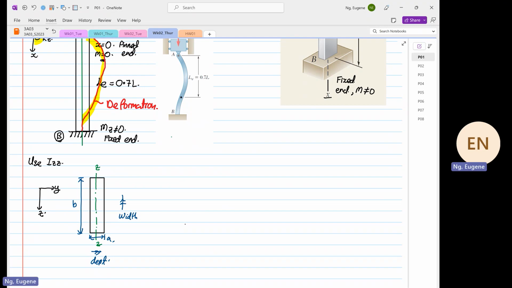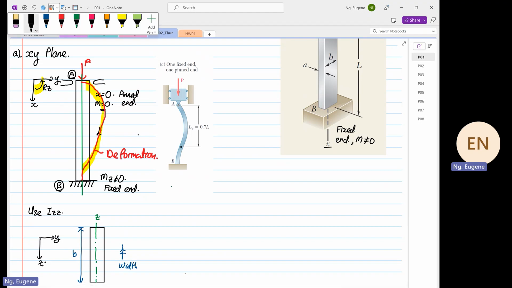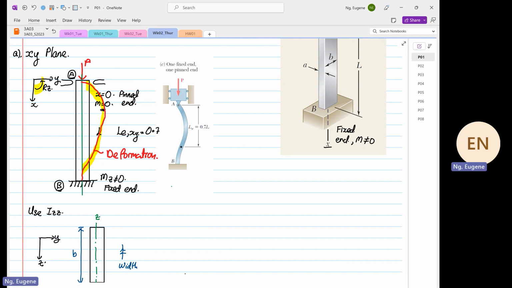Right, so the next one, but before I go on, what we're trying to do over here, let me correct this term. I want to rewrite this. So in fact, I'll call it LE on the XY plane is equal to 0.7 L.